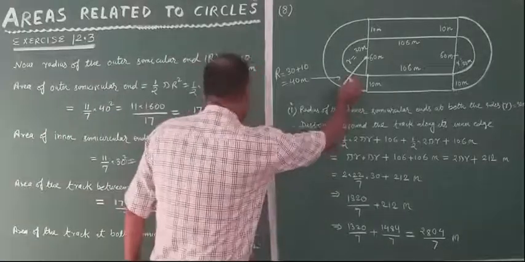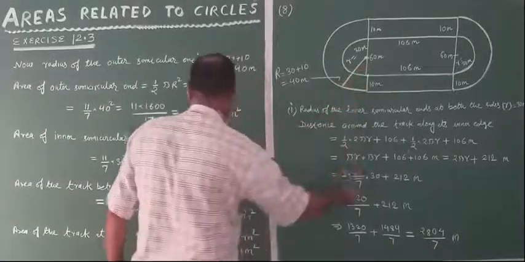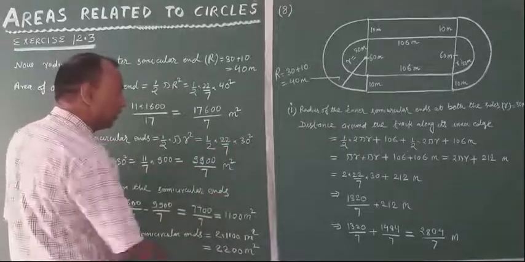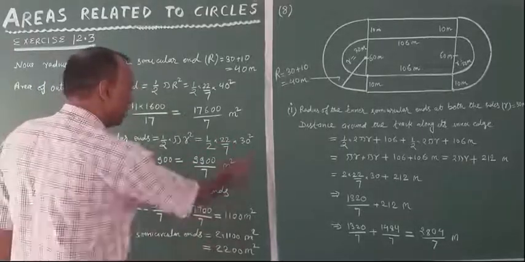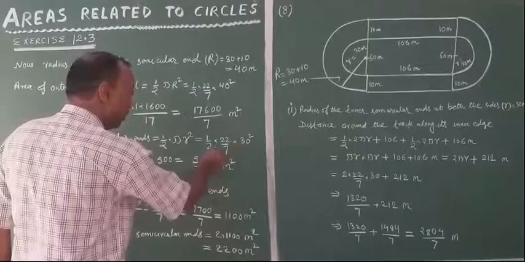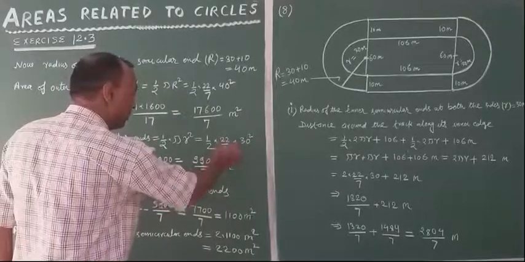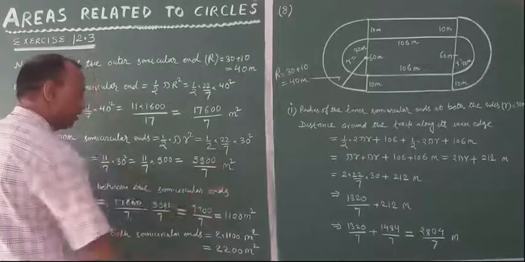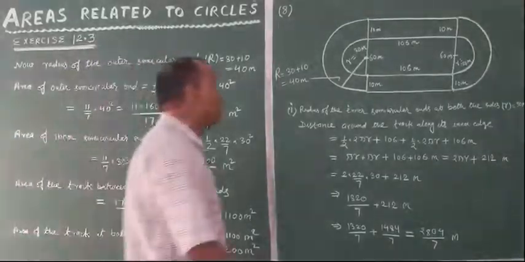Similarly, area of inner semicircular ends, that will be 1/2 pi r square. This one 1/2 pi r square, and this will be 1/2 into 22/7 into 30 square. 30 square which is 900, or 2 into 11, 11/7 into 900. That is 9900/7 meter square.